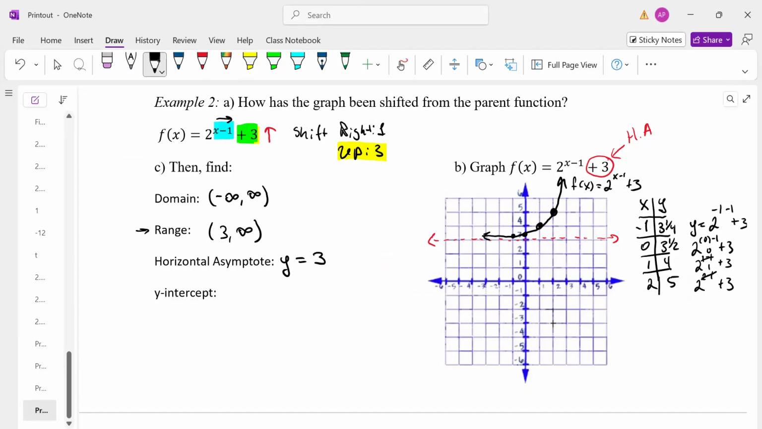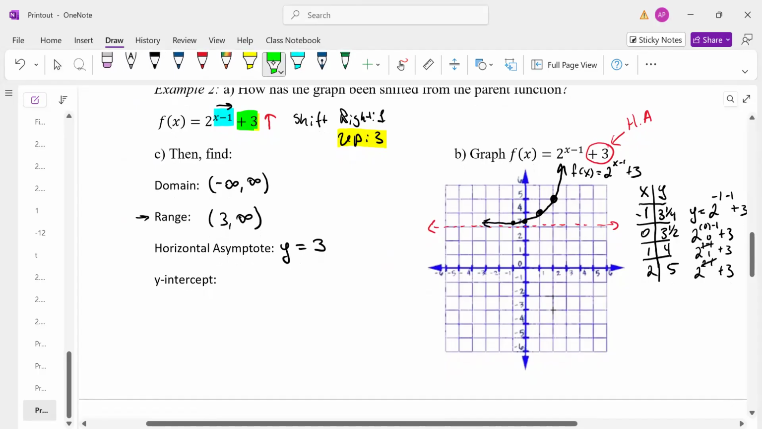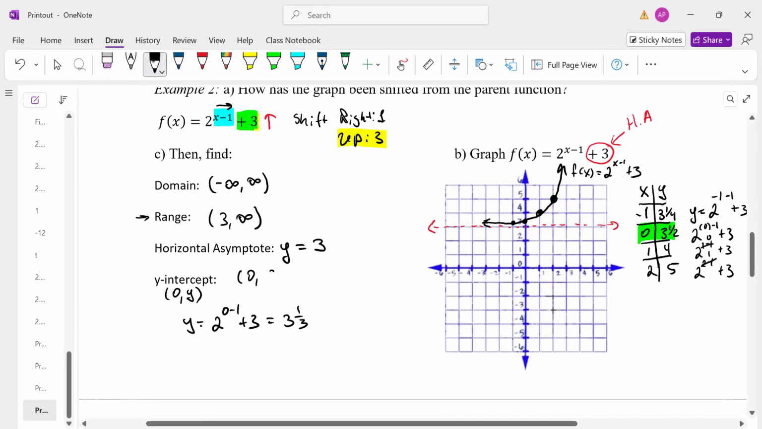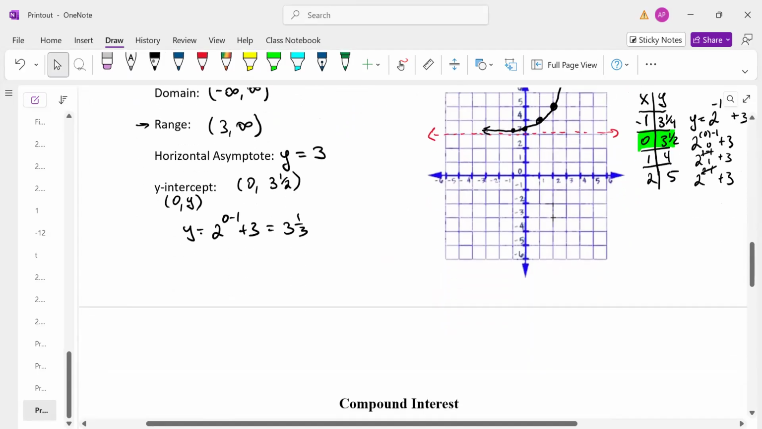Now the y-intercept, once again, we already have the y-intercept because we used it in the table. It's going to be 0 and 3.5. But if you did not have that value, just as always, you substitute 0 for x, and you get 2 to the power 0 minus 1 plus 3. And once again, that will give you 3.5. And please remember to write this as an ordered pair. Okay, so this is our exponential function shifted.